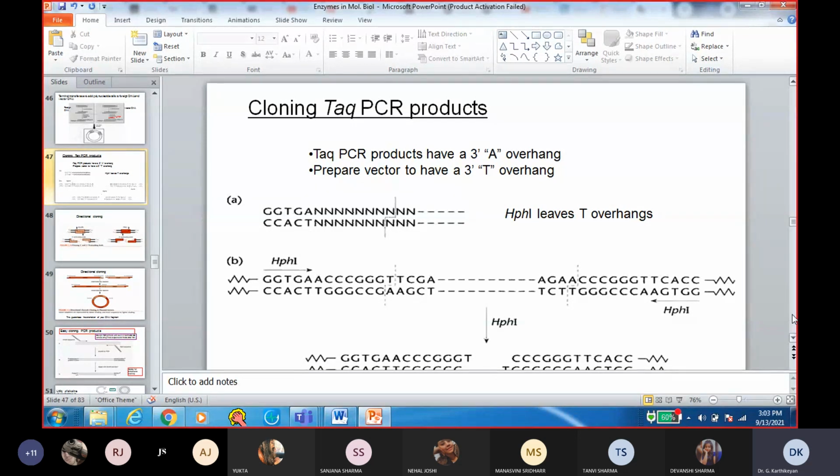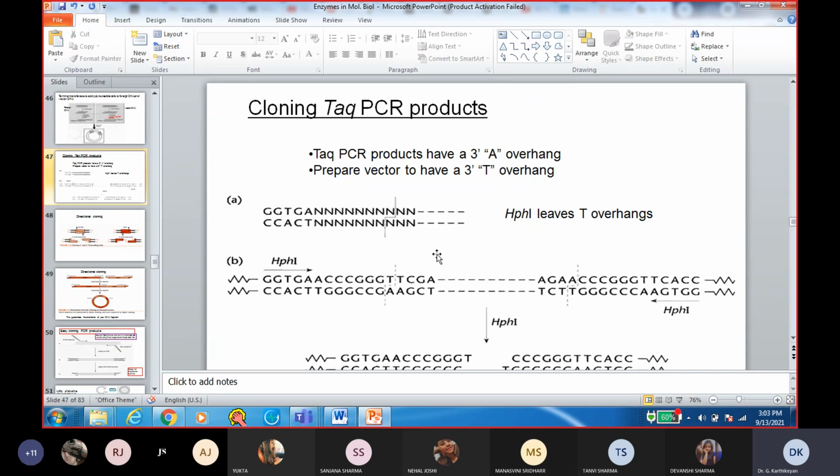One thing that we routinely do is PCR, right? When you do PCR with Taq polymerase, Taq polymerase has this ability to add an extra A. It invariably adds a nucleotide to the 3' end of the PCR product. It is non-template. It is not there in the template, but unfortunately, this enzyme adds A to it. So what people have been smart about is to use a vector which will have a 3' T overhang. For example, this enzyme called HPH1.